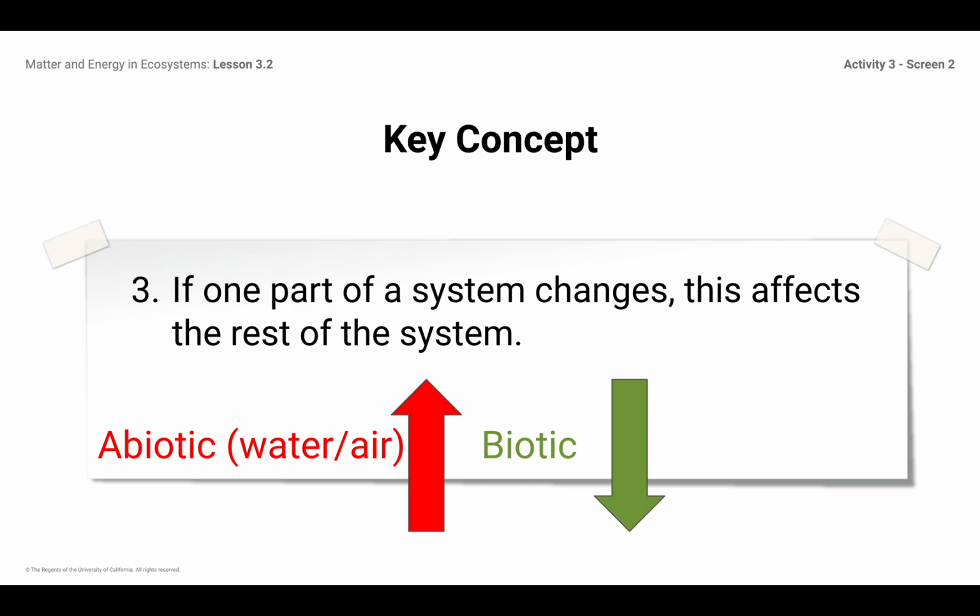If one part of a system changes, it affects the rest of the system. So if the carbon in abiotic increases, then the carbon in the biotic matter has to decrease. And then just the opposite is true. If the carbon in abiotic water or air decreases, then the carbon in the biotic matter has to increase. This is going to serve you well today if you keep this in mind. The word to describe this in science is called inversely proportionate. And basically it just means if one goes up, the other goes down. Okay, hopefully that makes sense to you.